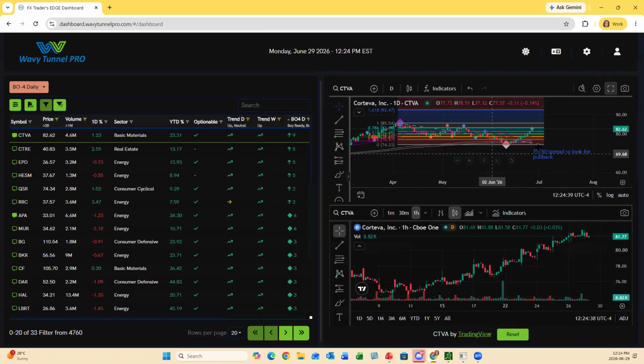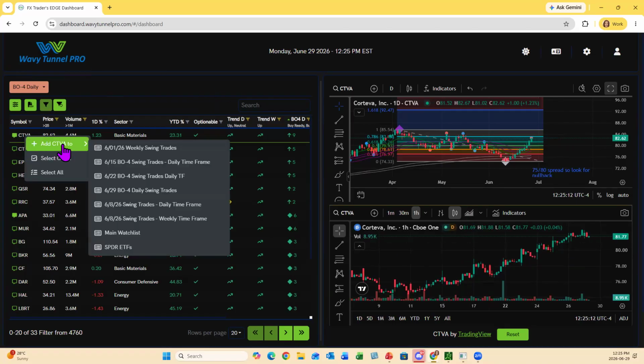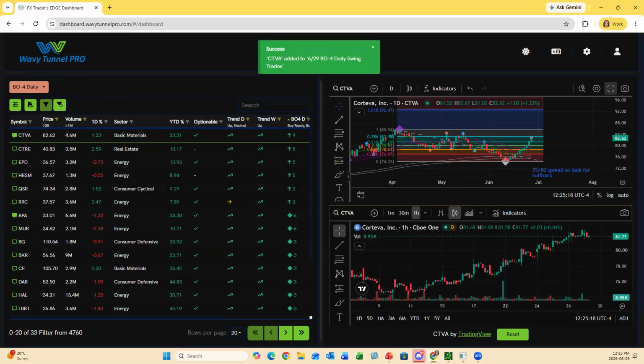Okay. I will put this on the watch list because it's just such an interesting candidate, and it looks like we will make new highs. So what that means is, we're already at the 78, but if we have some kind of a pullback to the 61.8 or 50%, it might be worth it to do another bull call spread. But let me add this to the watch list. Add CTBA to the 629 watch list. Okay.